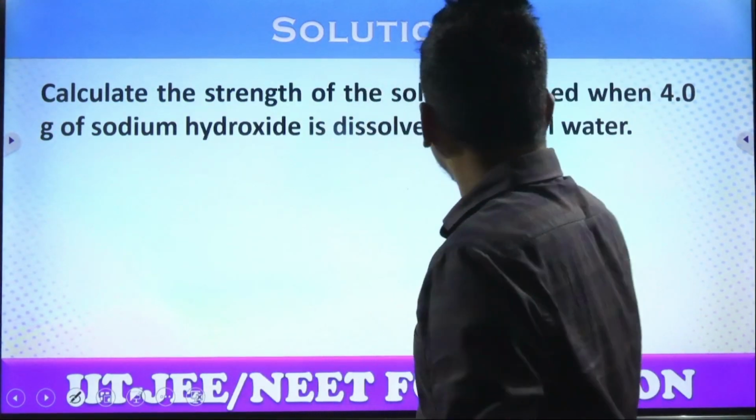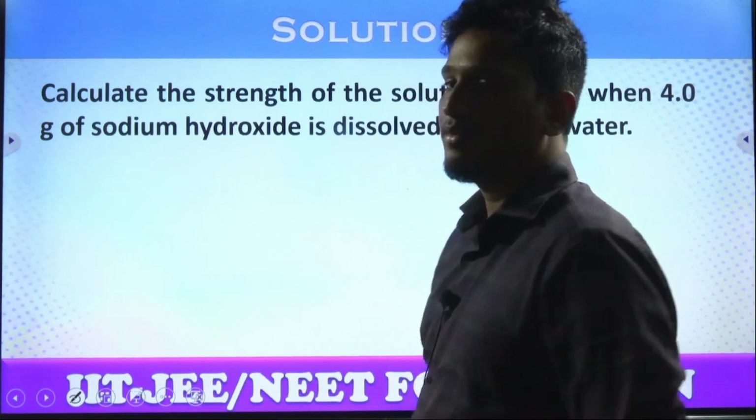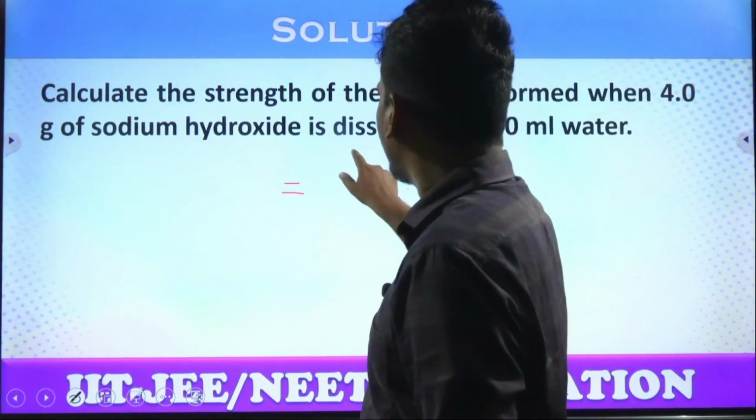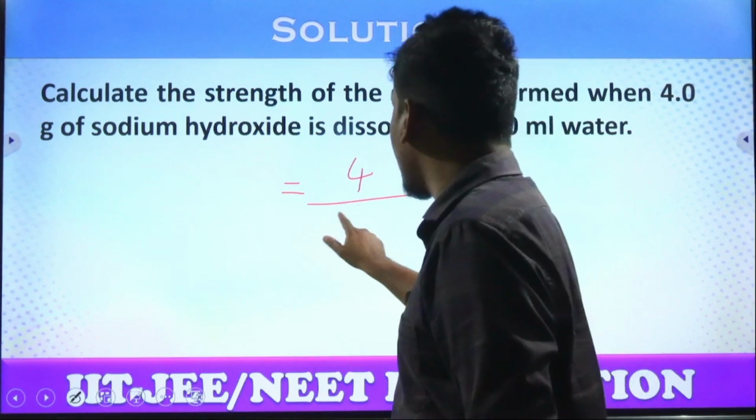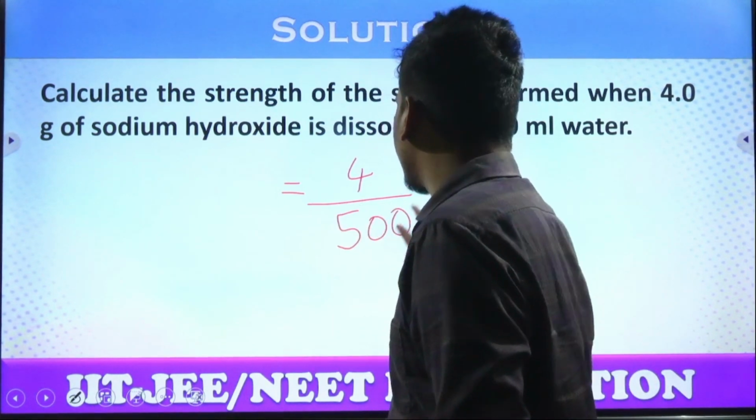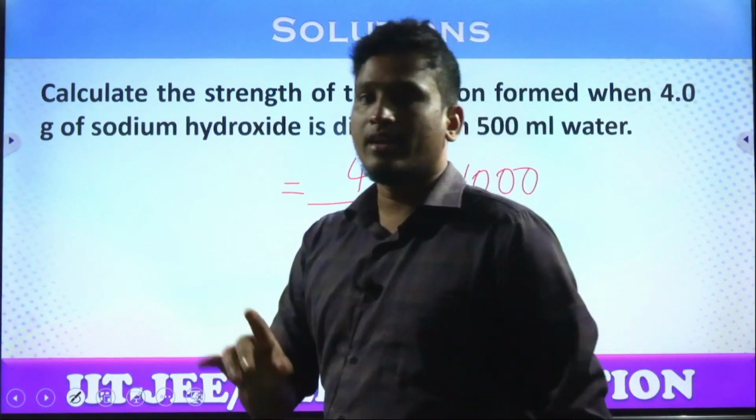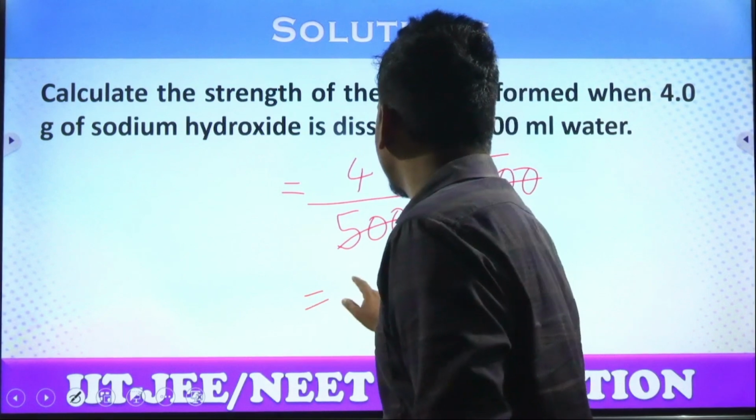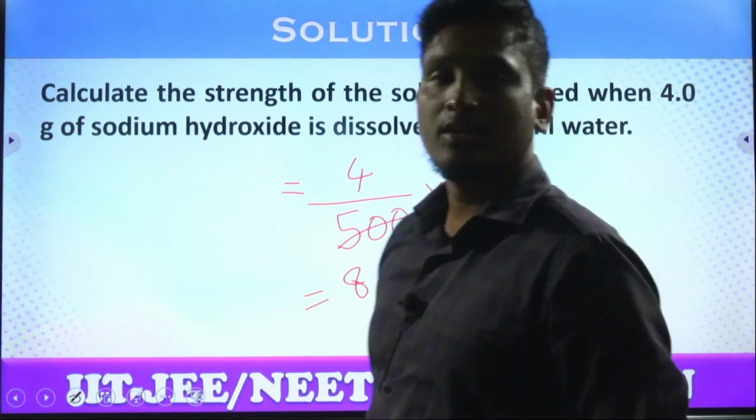Calculate the strength of the solution formed when 4 grams of sodium hydroxide is dissolved in 500 ml of water. So students, how much is the solute? How many grams? 4 grams. Next, how much is the volume of the solution? 500 ml. If ml is taken, you have to multiply with 1000, since 1 liter equals 1000 ml. So directly 2 times, and 4 into 2, which is 8 gram per liter inverse, students. Right, got the clarity?